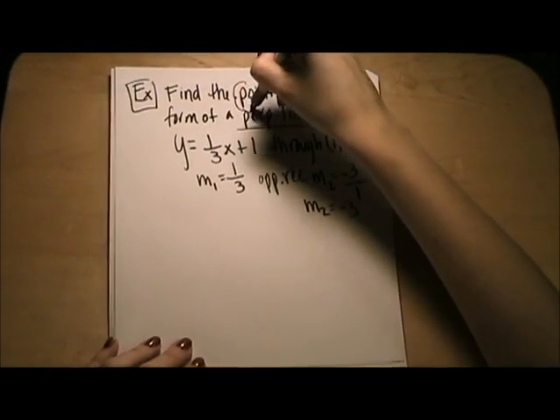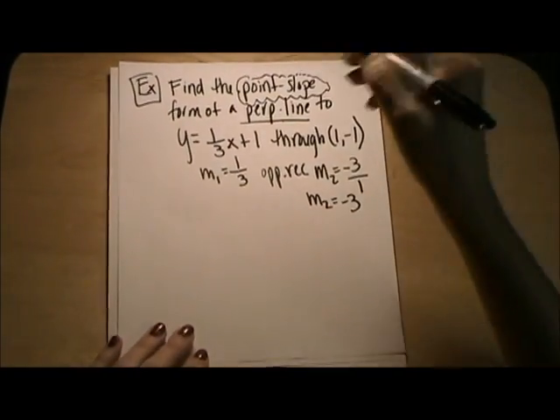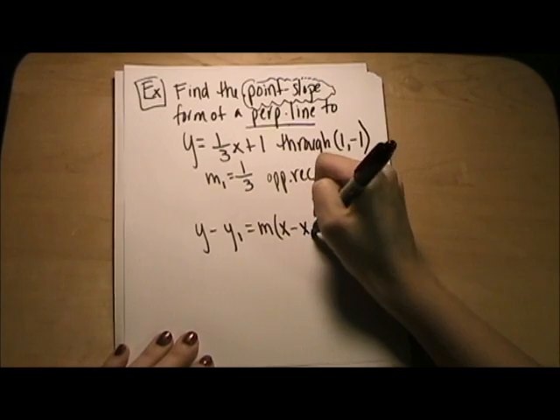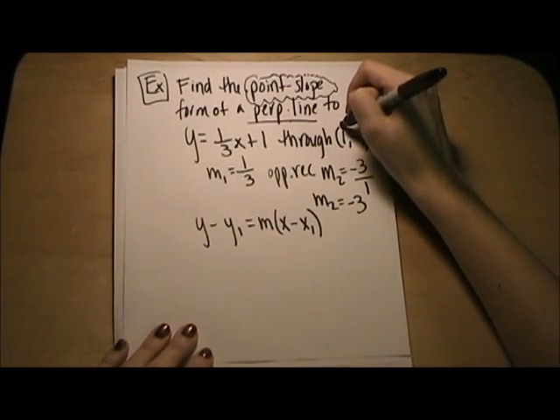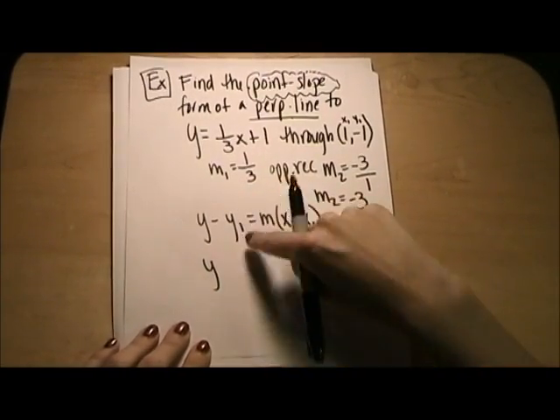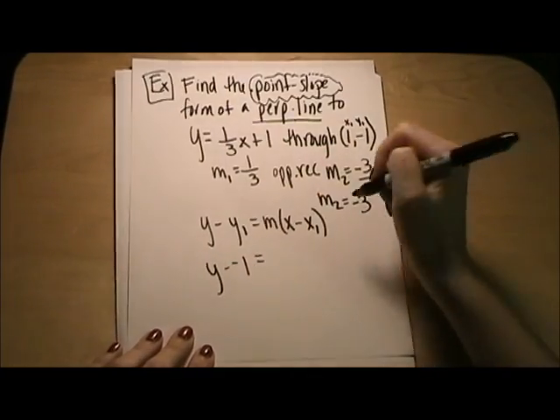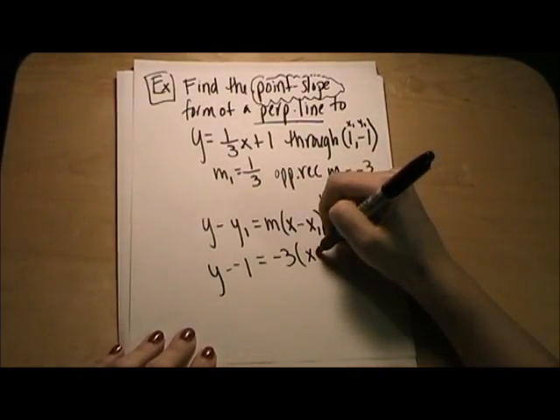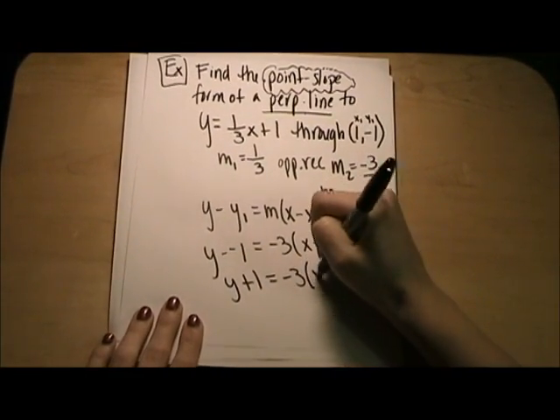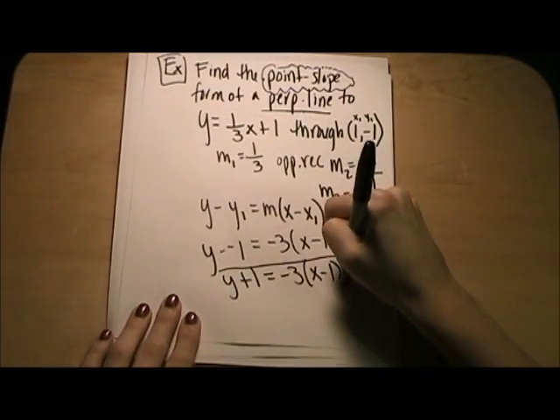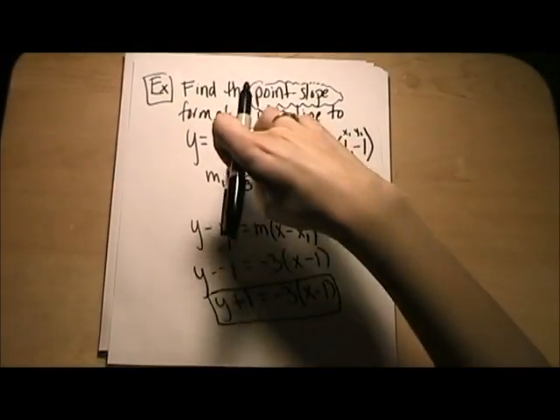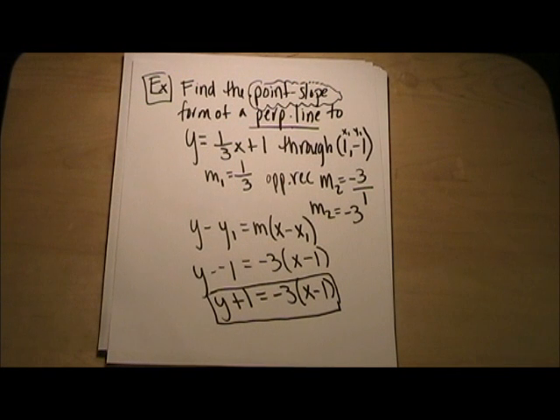Then it says point slope form. So that's going to be y minus y1 equals m times x minus x1. They gave us the point, so this is going to be x1, y1. And we just plug it in. Y minus -1 equals -3 x minus 1. Clean that up. Y plus 1 equals -3 x minus 1. So our slope for perpendicular is opposite reciprocals.